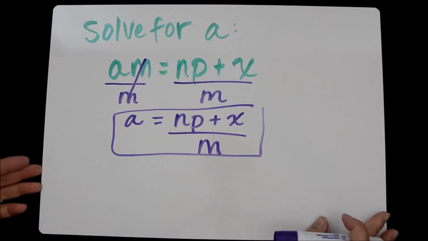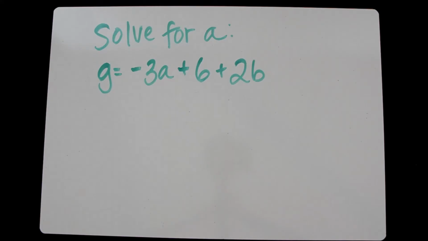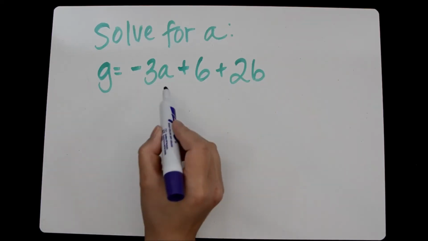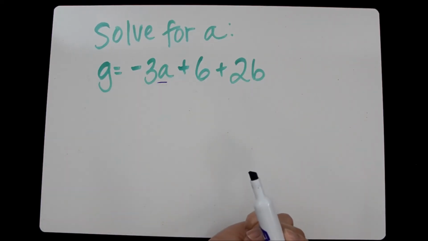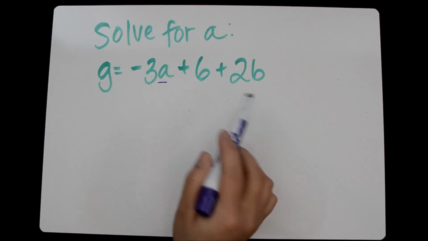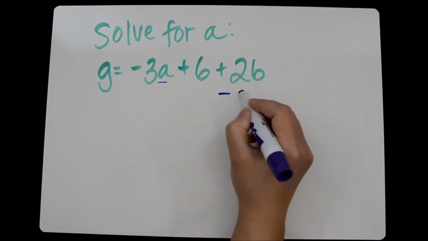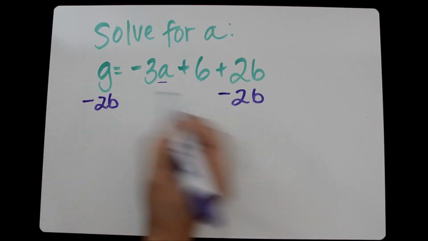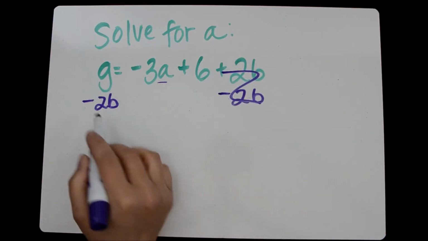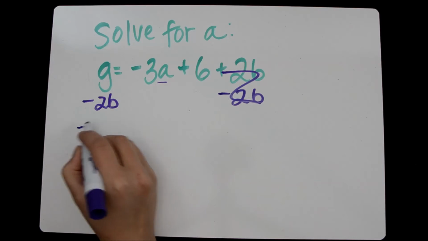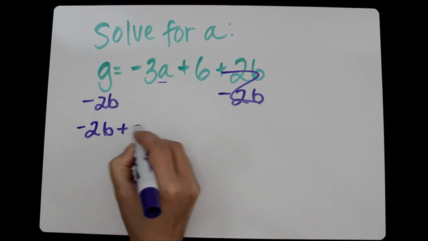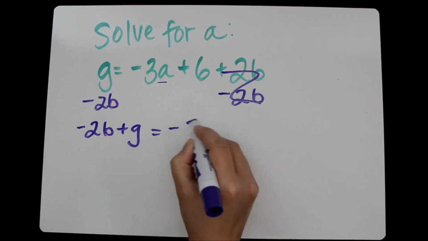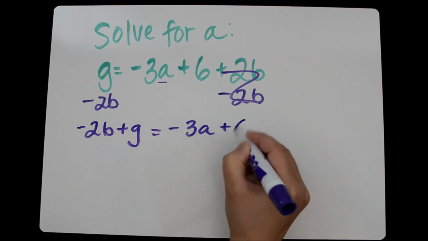Let's go ahead and take a look at an example with some numbers. So here they're asking us to solve for a, and it doesn't really matter which order we're going to undo the addition terms. So I'm just going to start with the 2b. I'm going to subtract 2b from both sides of our equation, and I'm going to write this in alphabetical order. So I'm going to rewrite this as negative 2b plus g is equal to negative 3a plus 6.